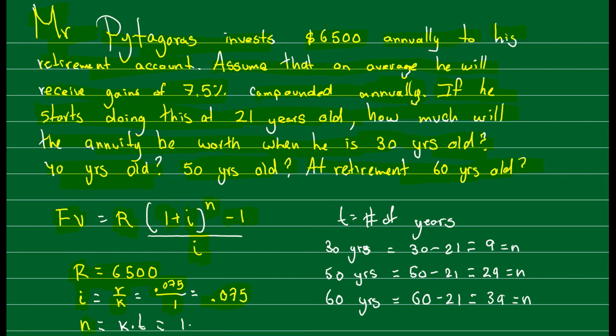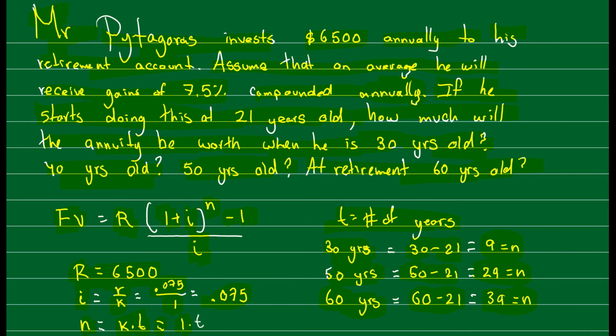What is n? n is the number of compounding periods, which is obtained by calculating how many compounding periods per year times how many years, so it is 1 times t, where t is the number of years. So let's calculate. Don't make this mistake. At 30 years old, it is 30 minus 21, which means that the money has been able to compound for 9 years. At 50 years old, it's 50 minus 21, which means the money compounded for 29 periods total. At 60 years old, this one is sweet: 60 minus 21, which is 39, equals n.